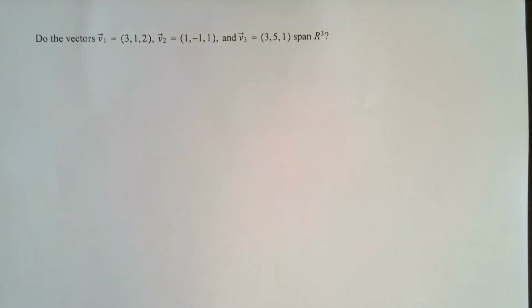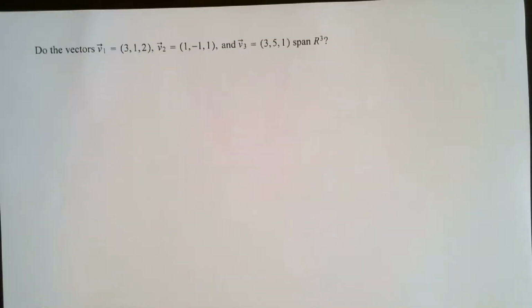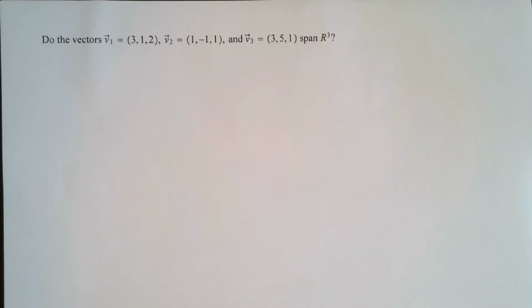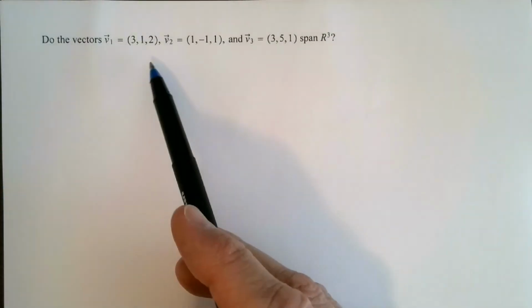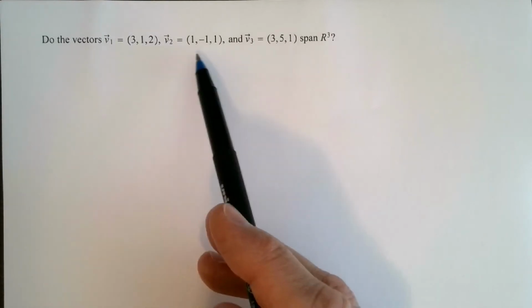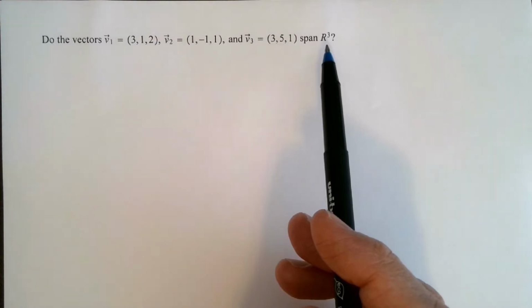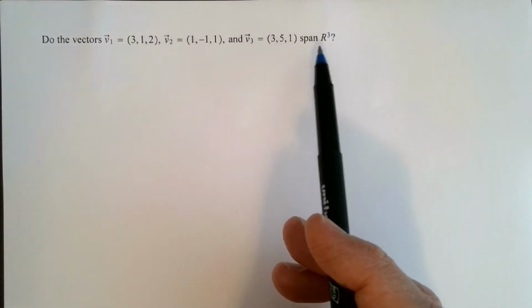That's not the only spanning set though. How do we determine whether a set spans a particular vector space or subspace? I'm going to show you how to do that now with this example. These three vectors here, v1, v2, and v3, do they span all of 3-space? What do we mean by spanning all 3-space?